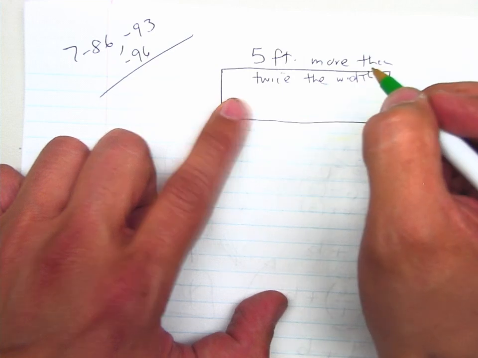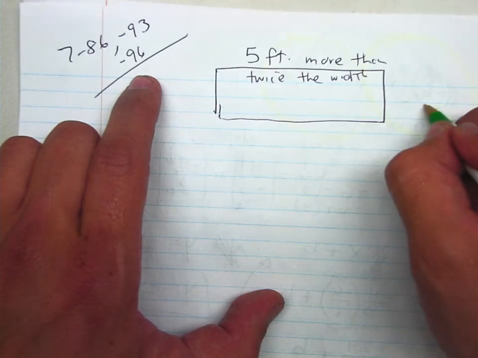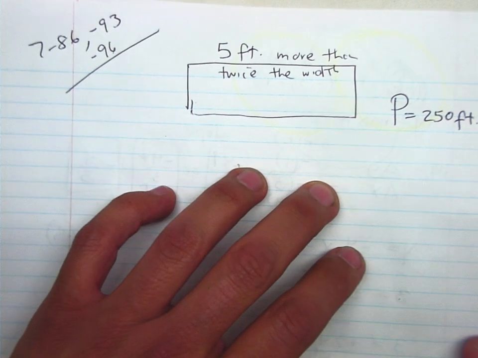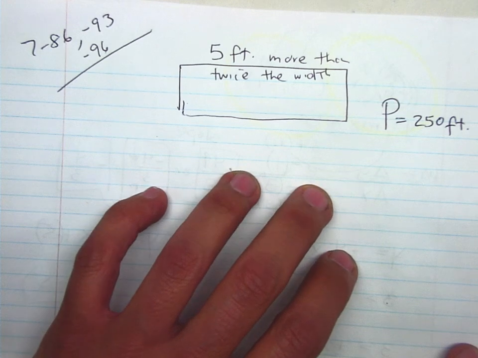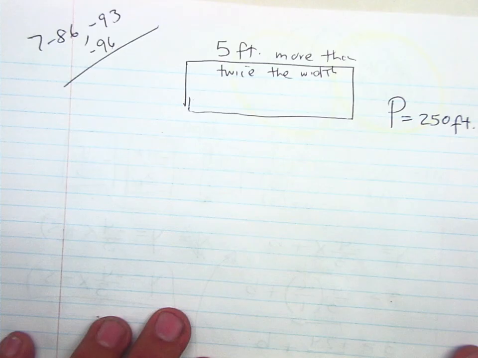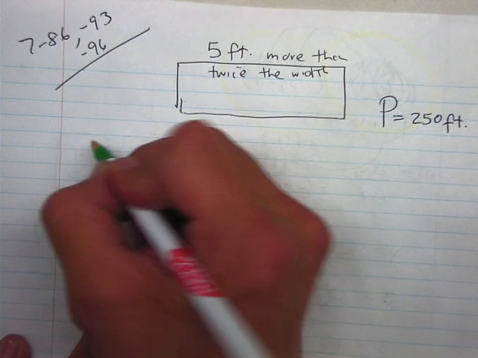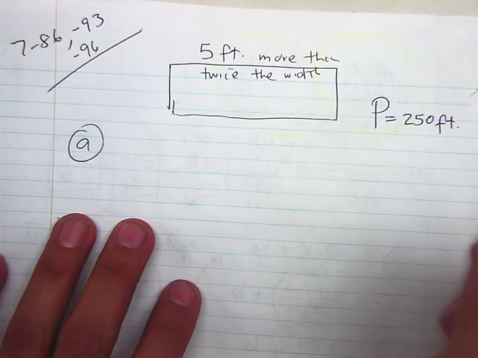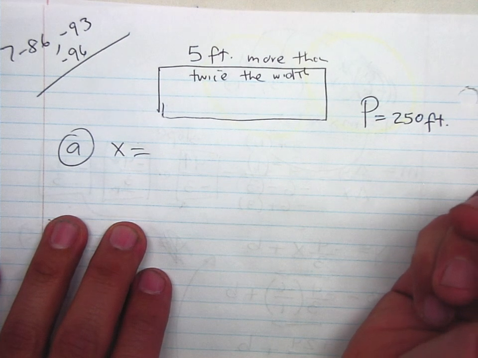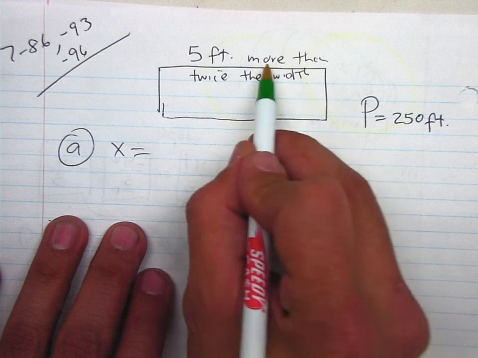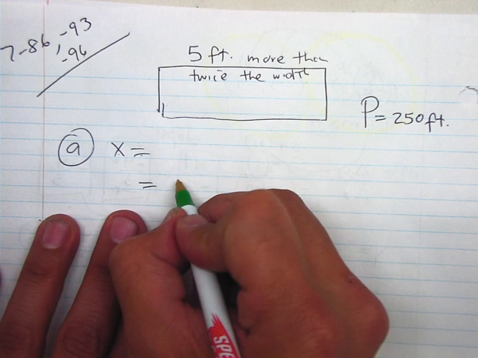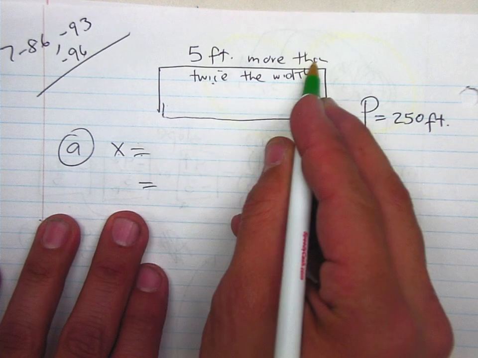It says define a variable and write an equation for this problem. Usually we say X is something. We only know the length, but what's the length? The length is 5 more than twice the width. We don't know what the width is, so I'm going to put that as X. X is the width.